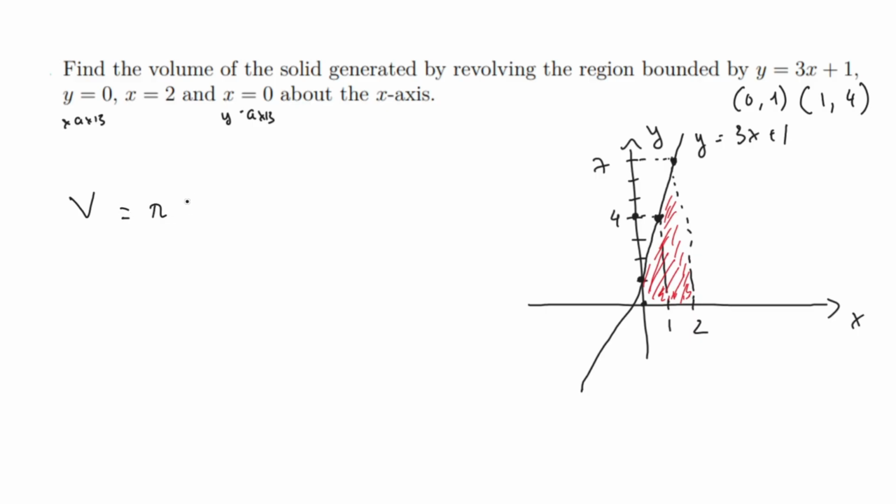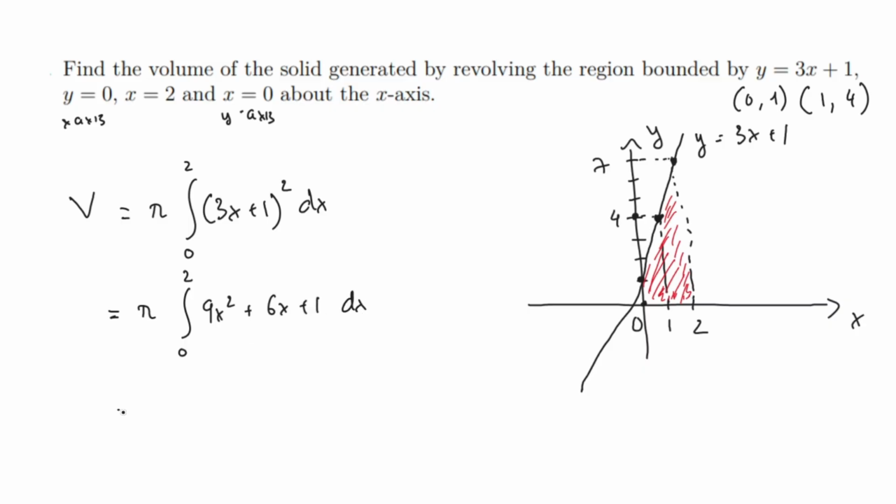So the volume is equal to pi times the integral from A to B. You see that this region goes from 0 to 2, so the bounds will be 0 to 2. And f of x squared, where f of x is 3x plus 1, so this is 3x plus 1 squared dx. This is the volume. Then pi times the integral from 0 to 2, I'm going to expand it: 9x squared plus 6x plus 1 dx.